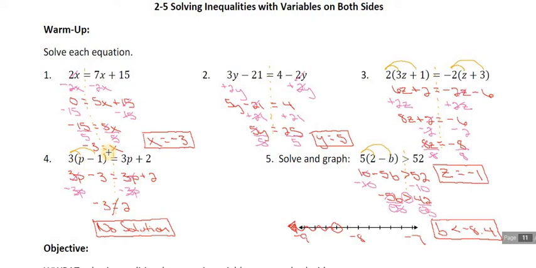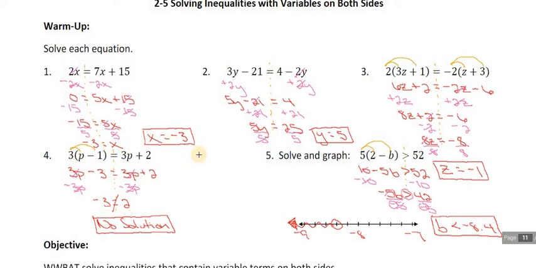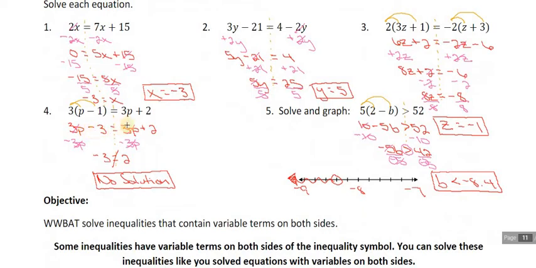In number 4, it was a very good problem reminding you that sometimes you're going to run into situations that you're going to have no solution or infinite solutions. So we end up with 3p minus 3 equals 3p plus 2 once we distribute. Whenever you have the same number of p's or variables on each side, be wary because you're likely going to end up with a special circumstance. So in this case, once we subtract 3p from both sides in the solving process, we end up with negative 3 equals 2, and that's clearly not a true statement. So this is a no solution problem.